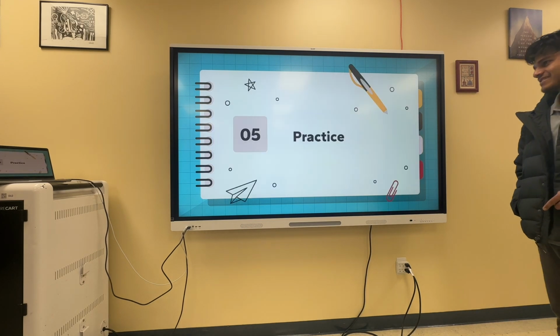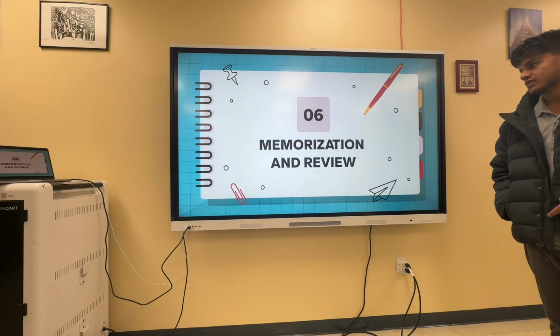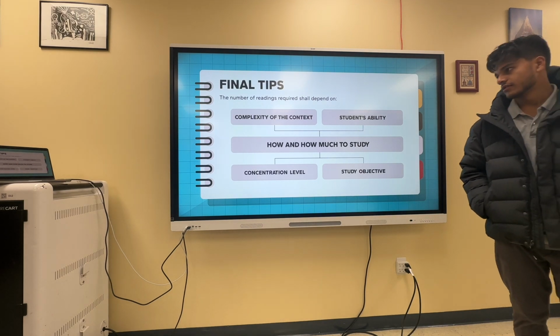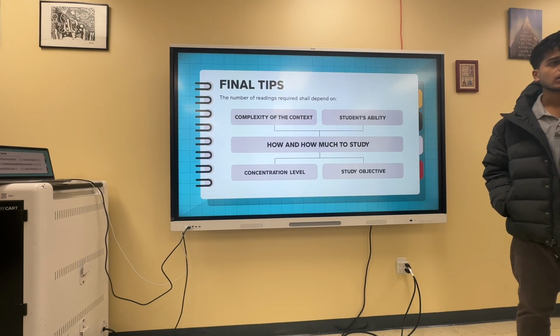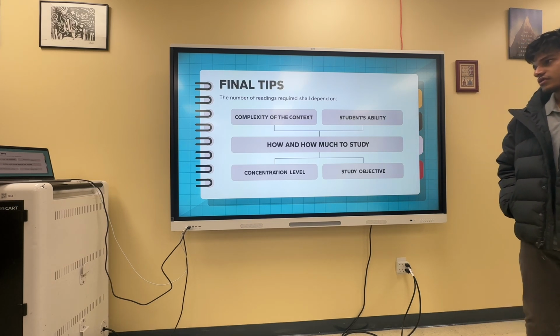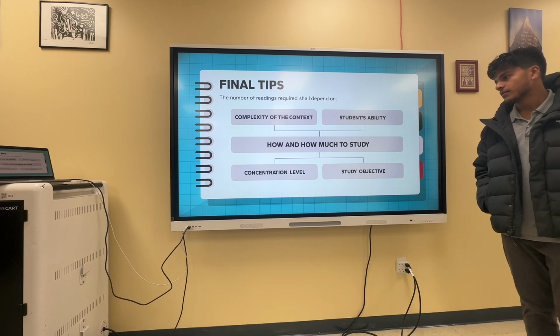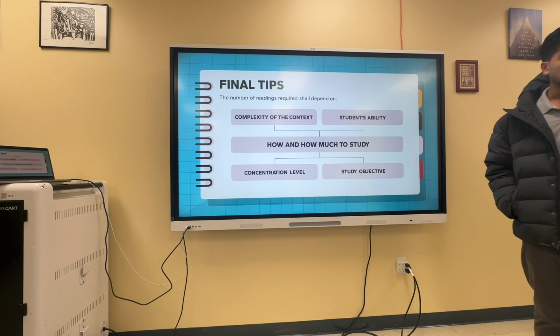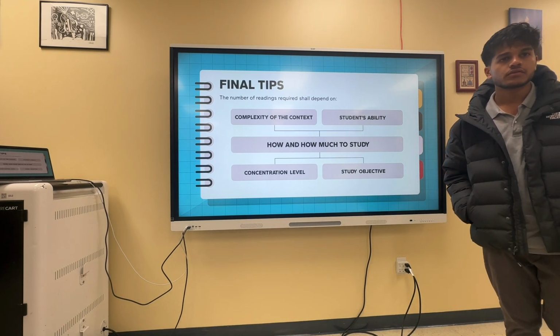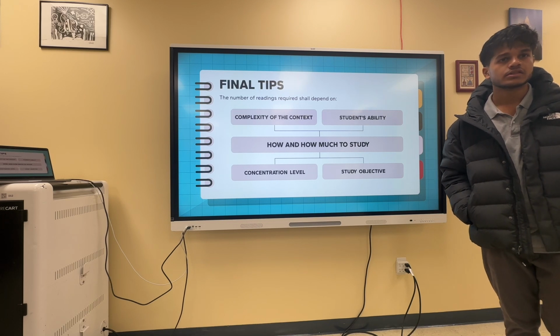Okay, great. So, practice. Let's go over some final tips, and we'll wrap up English and then talk about math. The number of readings required shall depend on the complexity of the text and the student's ability. Inferences are a really complex type of text that you're going to have to decipher on the SAT if you plan to take it.